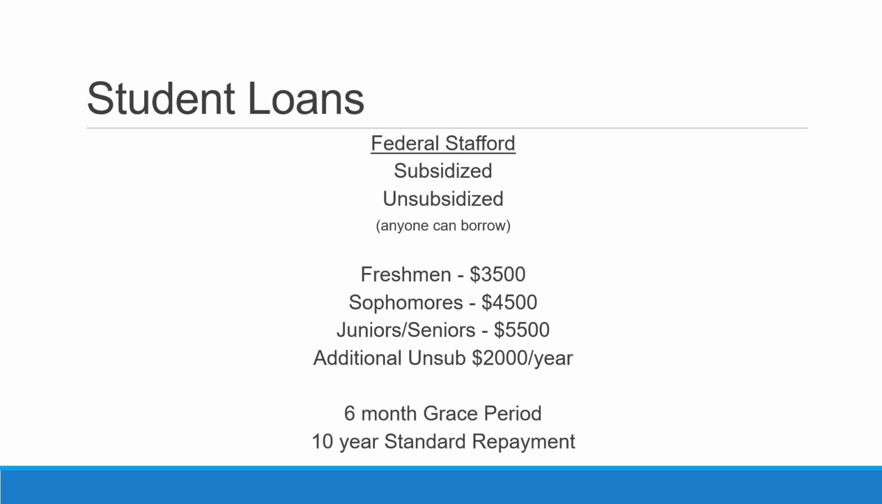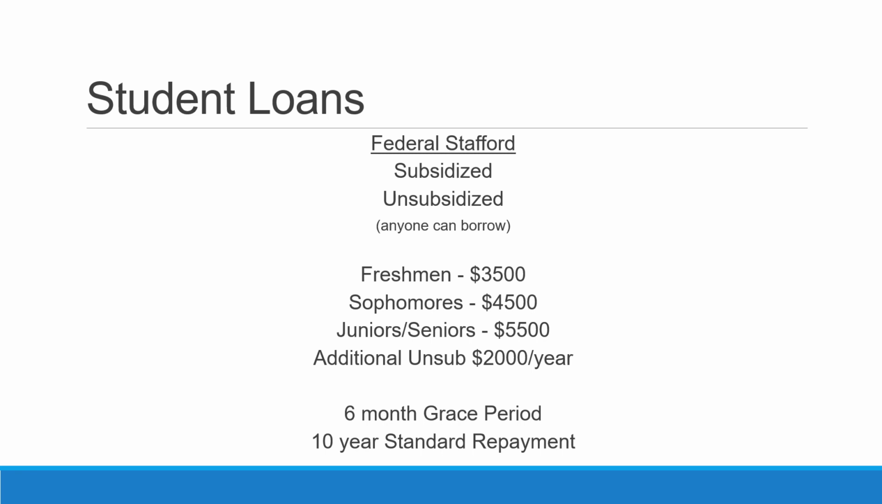Subsidized and unsubsidized loans have the same terms. The interest rate is a variable fixed rate that adjusts annually on July 1st, but once a loan is borrowed, the interest rate remains in place for the life of the loan. The current interest rate for undergraduates is 2.75%. The standard repayment term is 10 years.